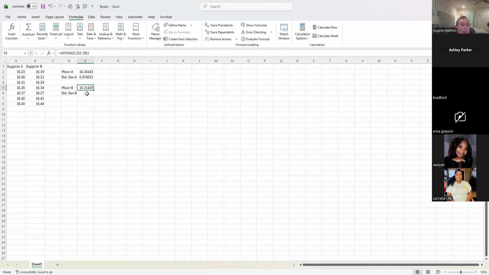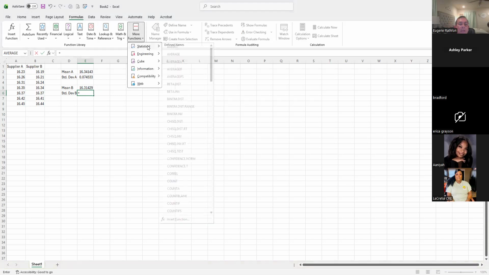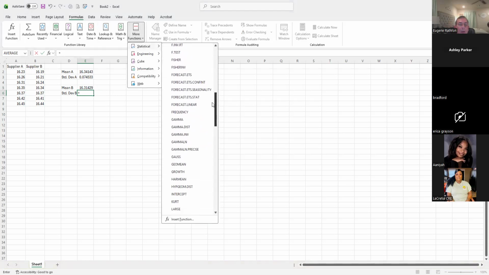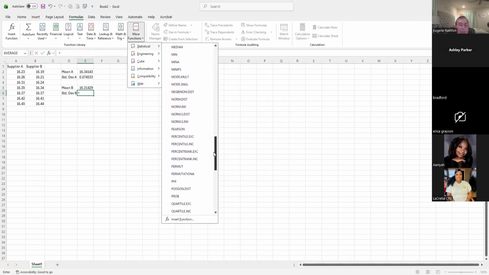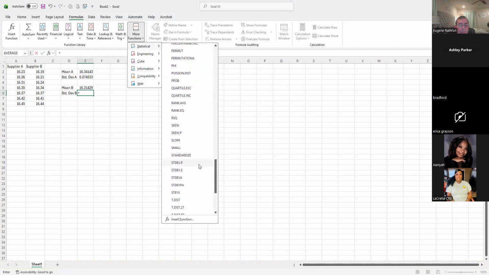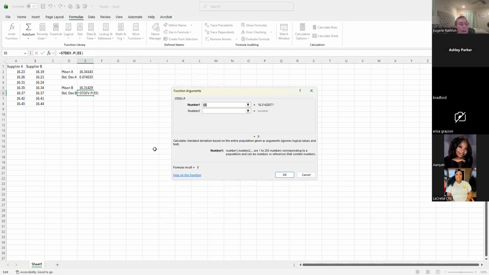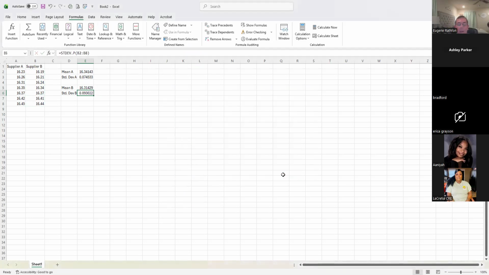16.314. And then y'all, the same thing on the standard deviation, equals. Come up here to more functions, go to statistical, and we're going to arrow down and find standard deviation. And then highlight our column that we want to use, and then hit OK. All righty, so we would come back to the paper now.